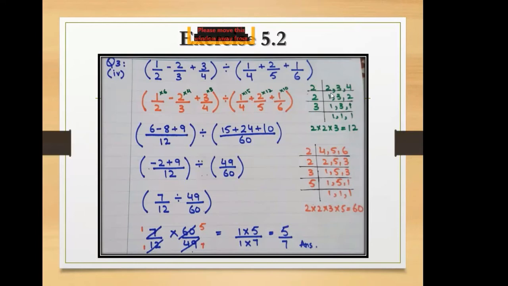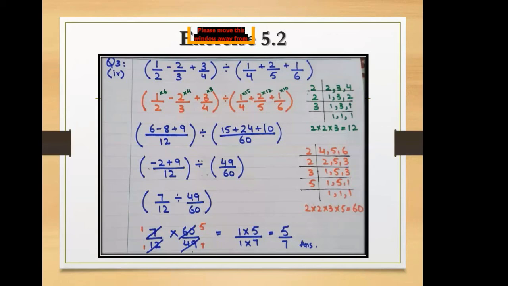You can see this question. This question is from exercise 5.2, question number 3, part 4. The question is related to the BODMAS rule. How can we identify it? Because there are small brackets present outside the fractions. So this is a question of combined operations, that is, the BODMAS rule. According to the BODMAS rule, what do we have to do first?